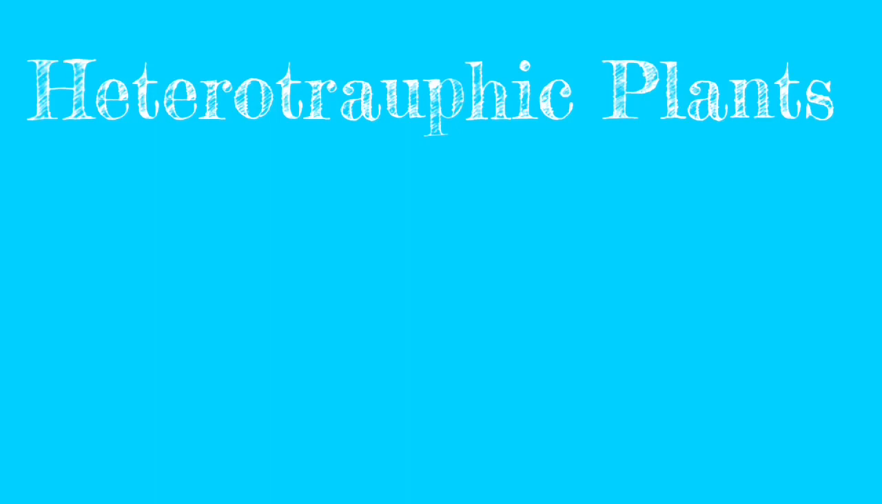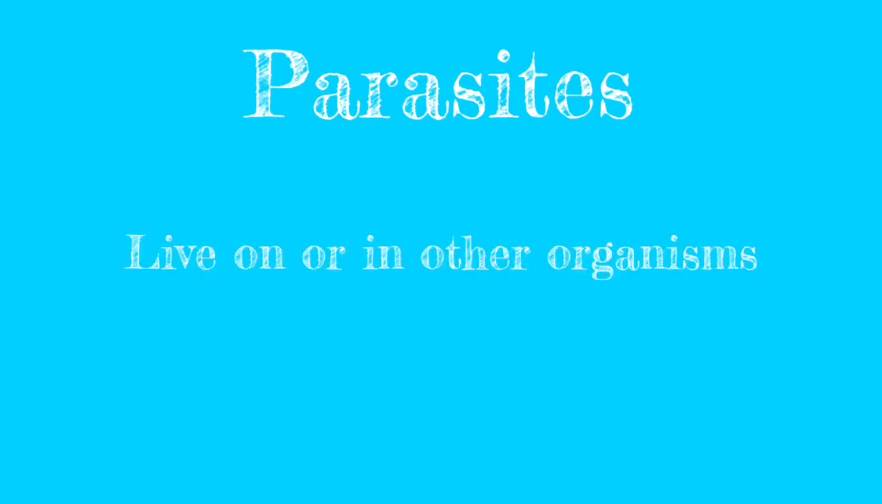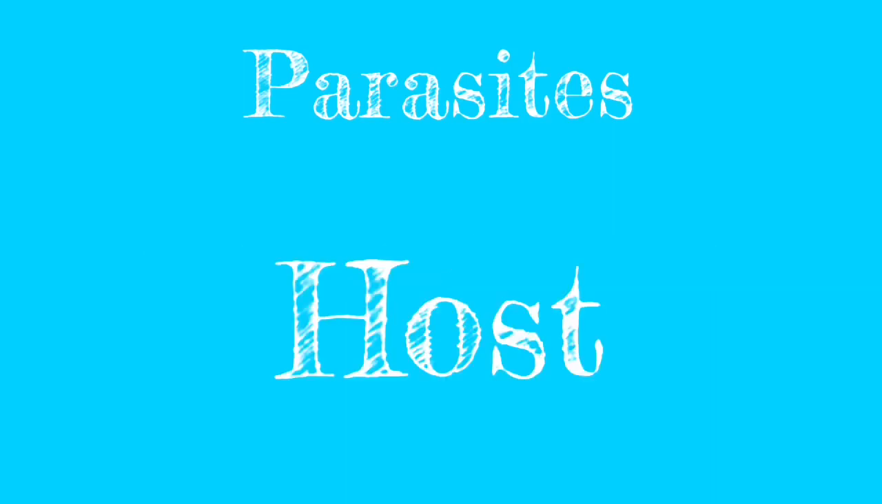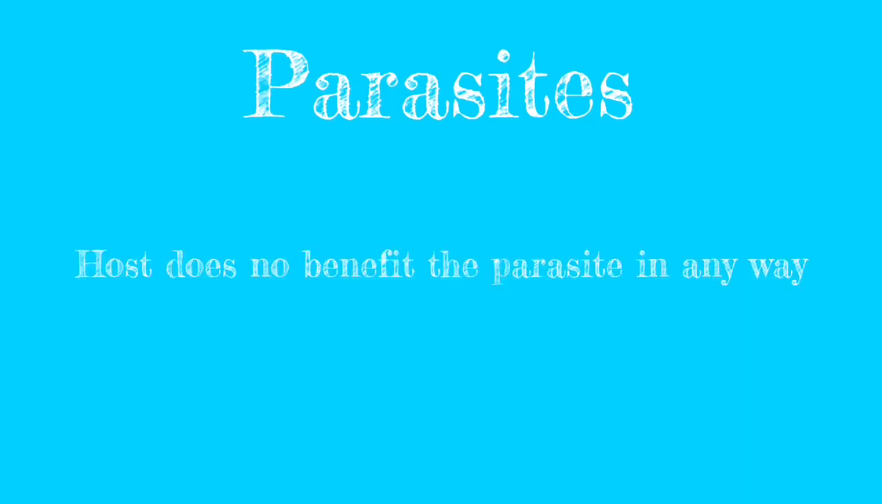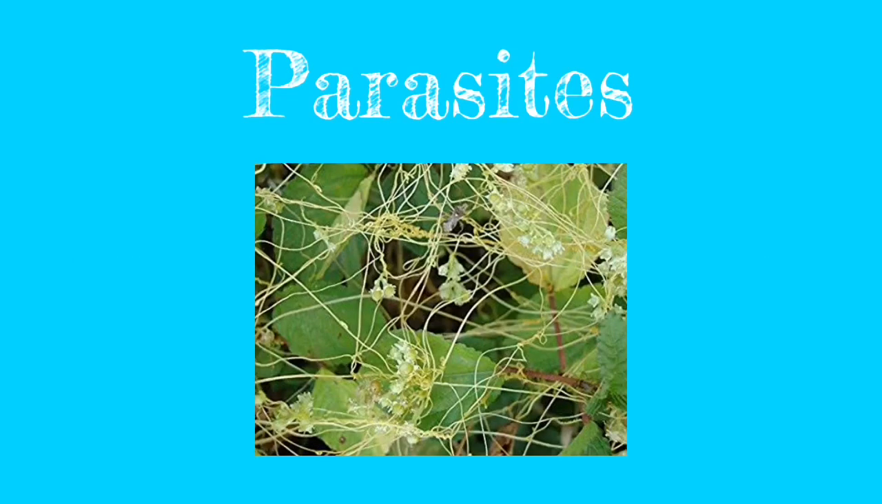So what are parasites? Coming to the first one, which is parasites. Parasites live on or inside another living organism. That other living organism is called the host. And these parasites obtain the food from the hosts. But the problem is the host does not benefit from the parasite in any way. The umberbell is a common parasite.